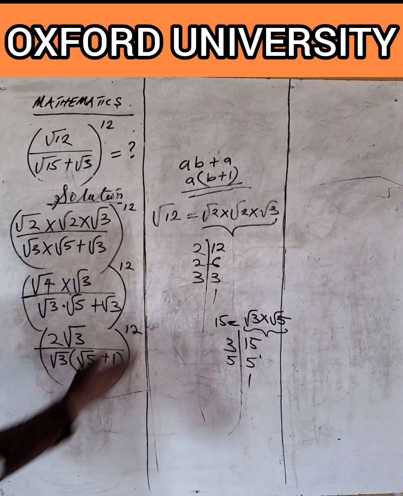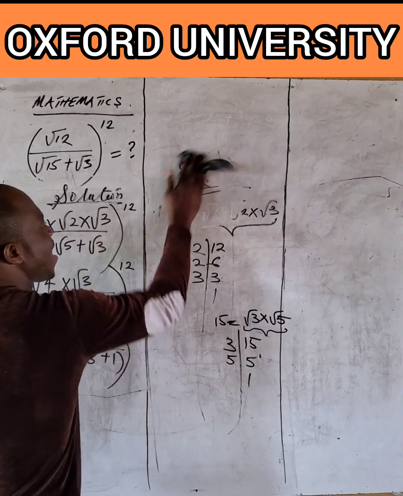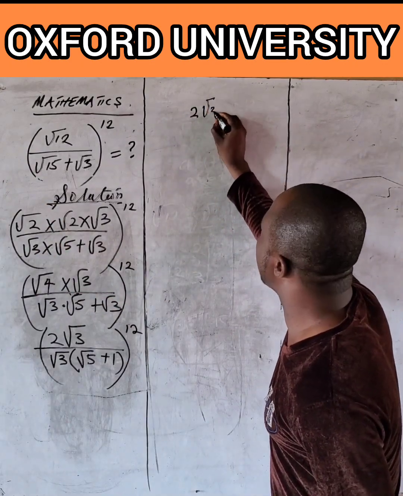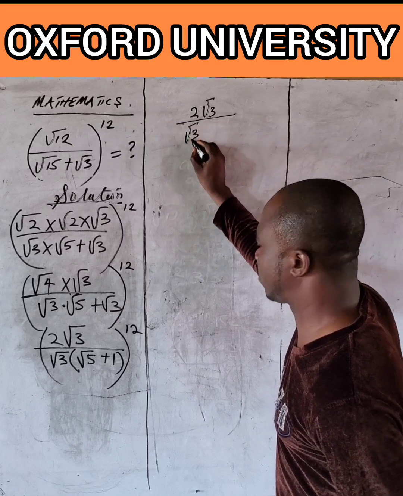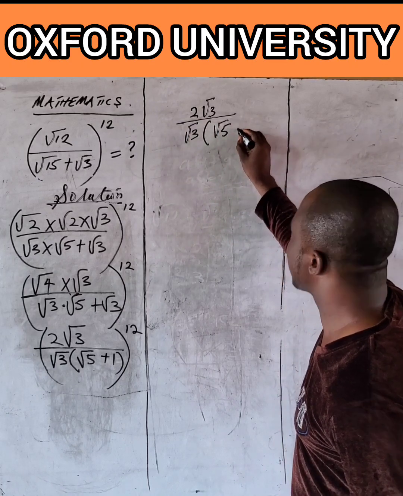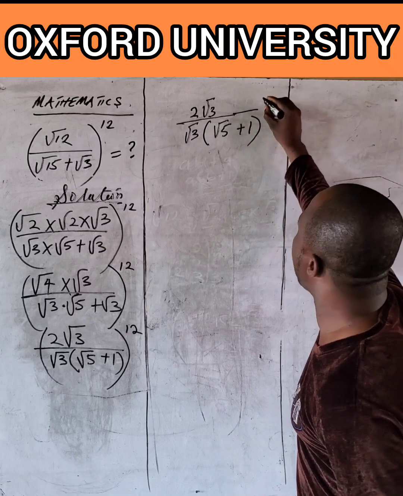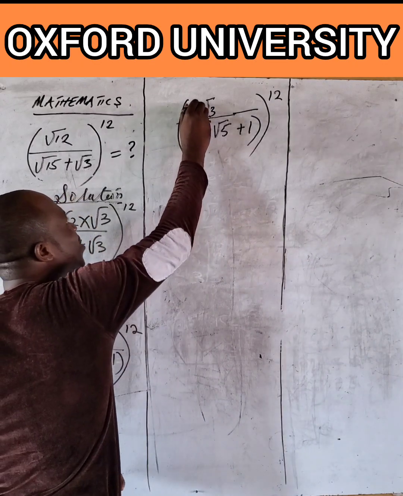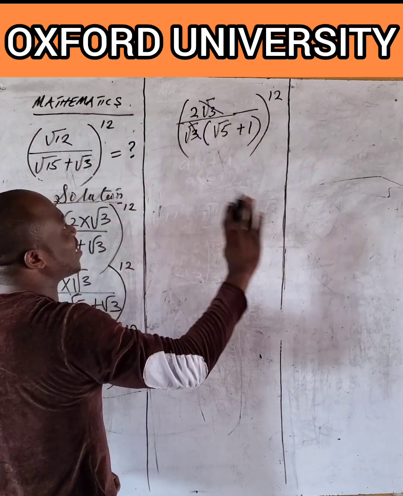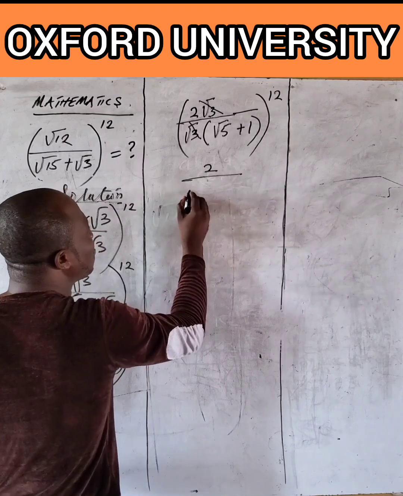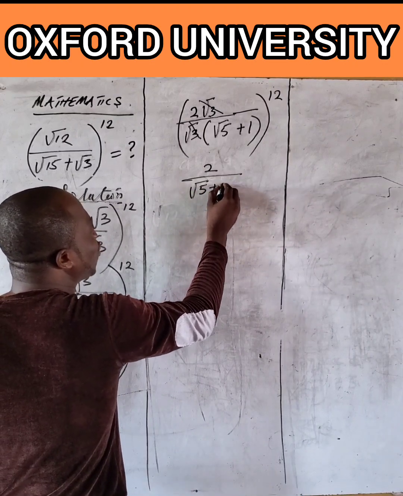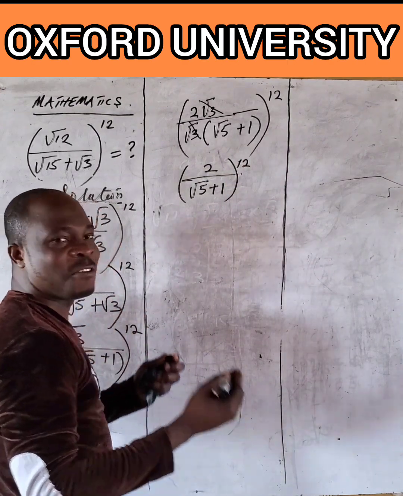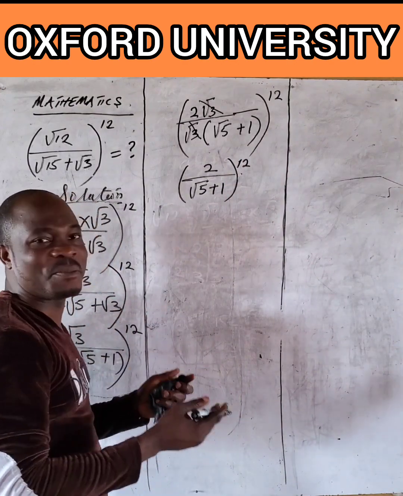If this is true, let's make use of this place. So permit me to wipe here. As such, I'll be having 2 root 3 all over root 3 into root 5 plus 1, all raised to power 12. Let me turn this way. So if I cancel root 3 and cancel root 3, that's accurate. And I'll be having 2 all over root 5 plus 1, all raised to power 12. I hope we are following. Don't worry, this math will later come to an end.